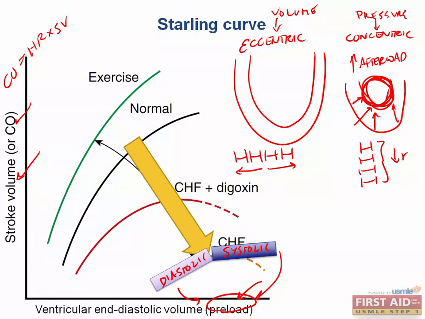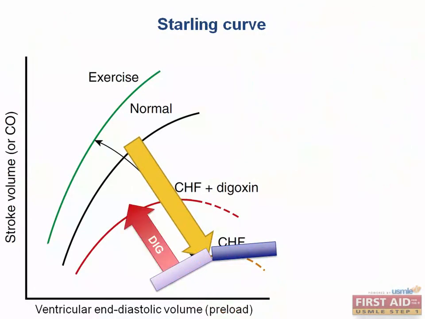There is no problem with contracting in diastolic heart failure, but there is a problem with ejection because we never put enough blood in that chamber to begin with. So how do we get that to go back up? How does digoxin help us shift the curve up and to the left?